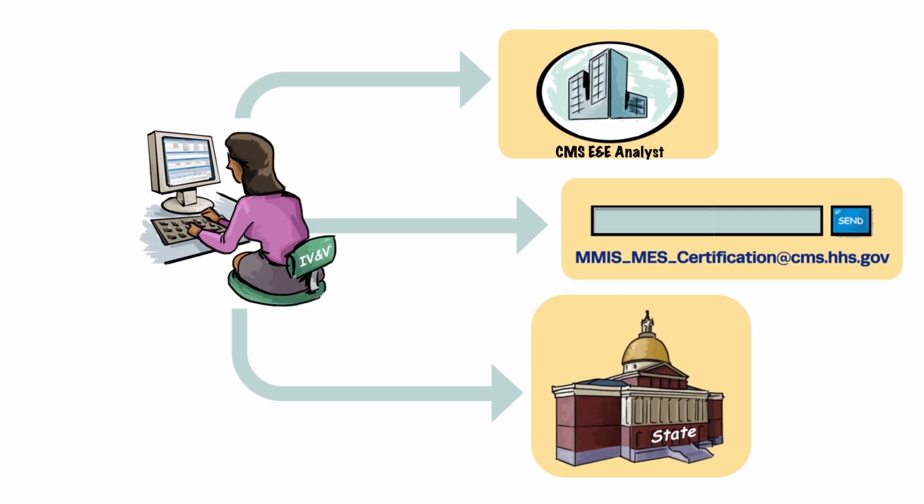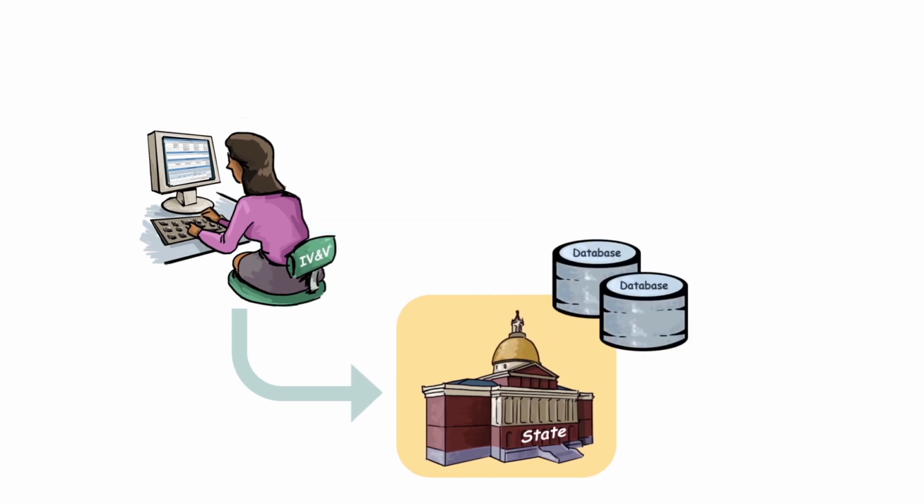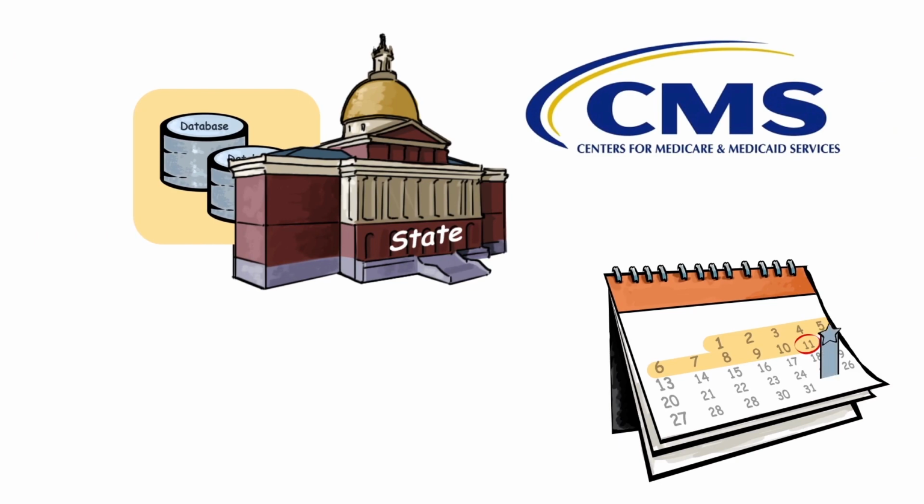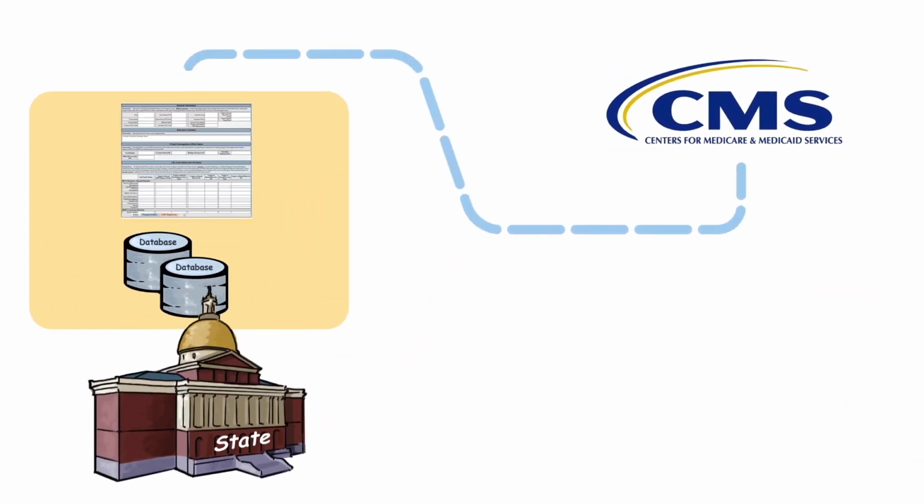When the state receives the checklists from the IV&V contractor, it should save them in the state repository as new versions. No later than 2 weeks before the milestone review, the state must grant CMS access to the evidence. It is critical that all HIPAA regulations are followed if the state is submitting evidence that contains protected health or personally identifiable information, PHI or PII.